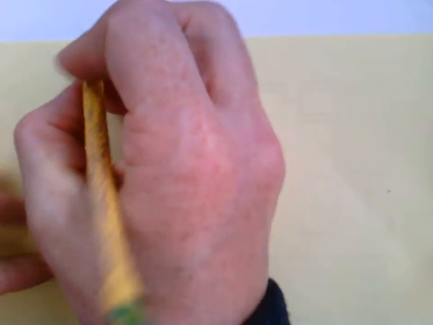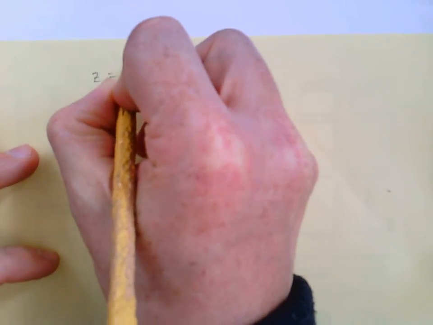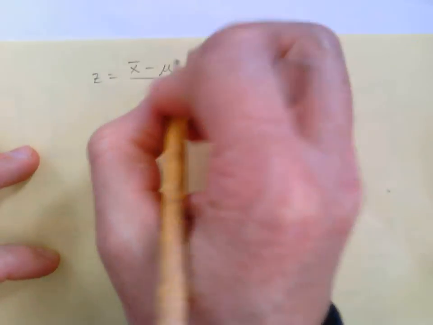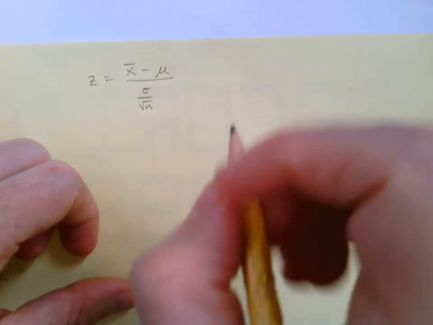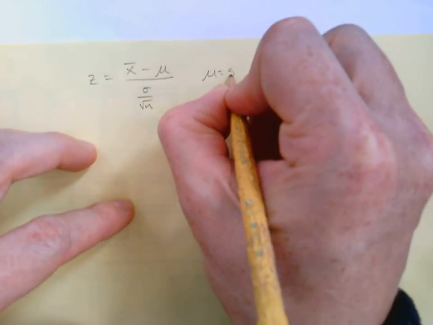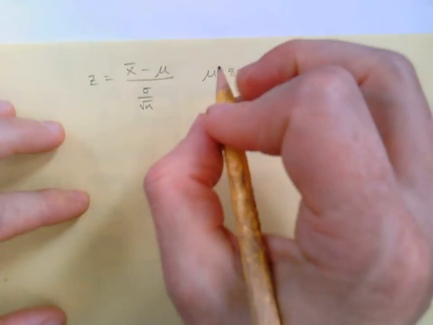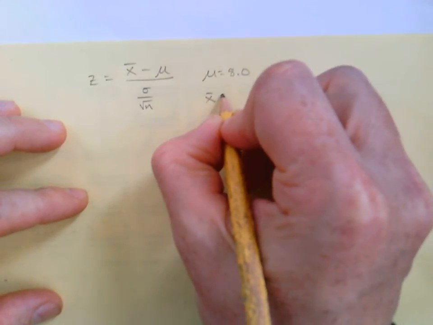Step 2 is to calculate the test statistic, otherwise known as the z-score. Okay. So remember, we're looking at the formula as in the central limit theorem. We're assuming that mu equals 8.0. That's the null hypothesis. What is x bar here?